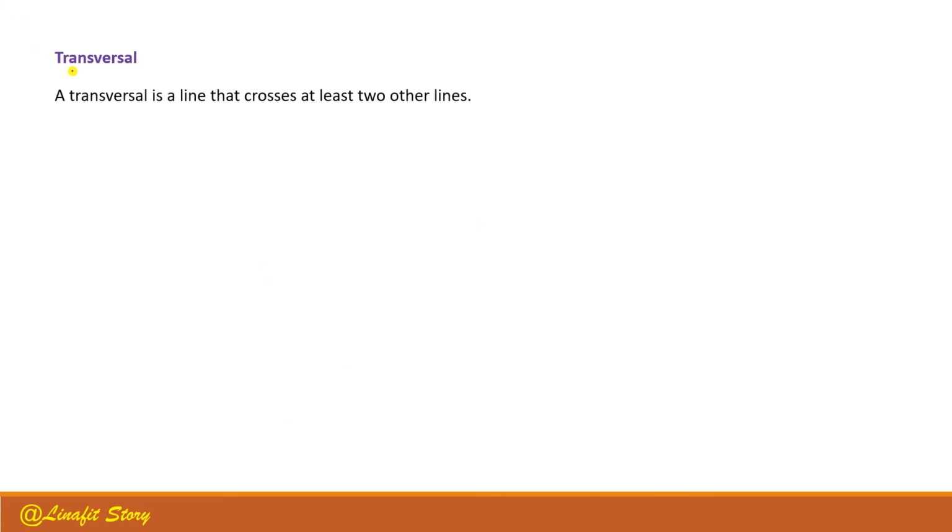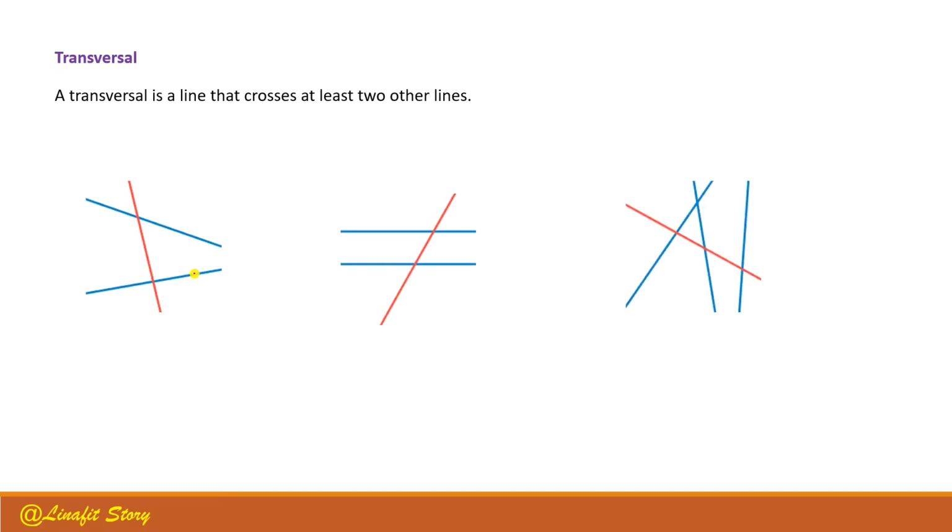A transversal is a line that crosses at least two other lines. The red line is the transversal in this example. So the transversal crossing two lines. This transversal crosses two parallel lines. And then this one cuts across three lines.